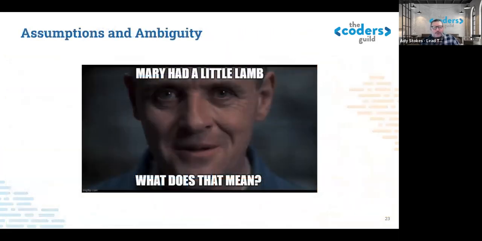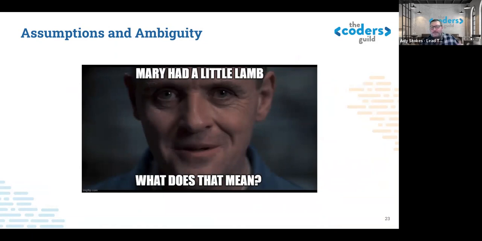I also said I would talk a little bit about assumptions and ambiguity. Now, everybody's going to look at Mary had a little lamb and think of the nursery rhyme, its fleece was white as snow. But if I asked you, what does that mean? I bet as many people on this call would come away with something different. So Mary had a little lamb. That means she doesn't anymore.